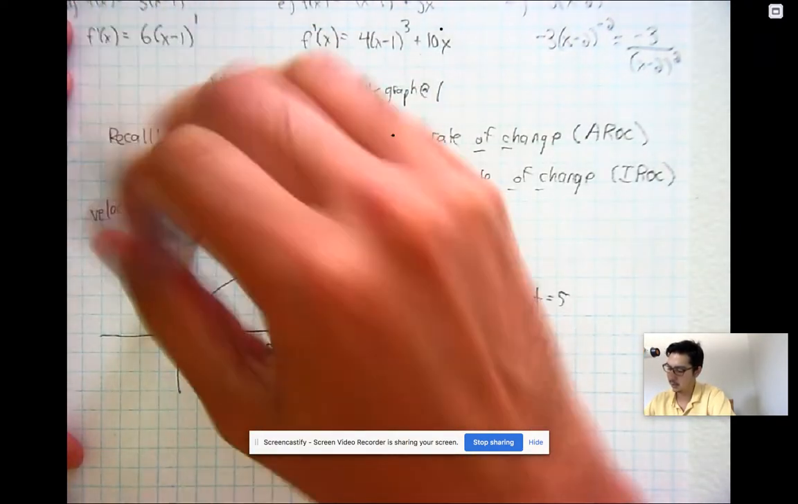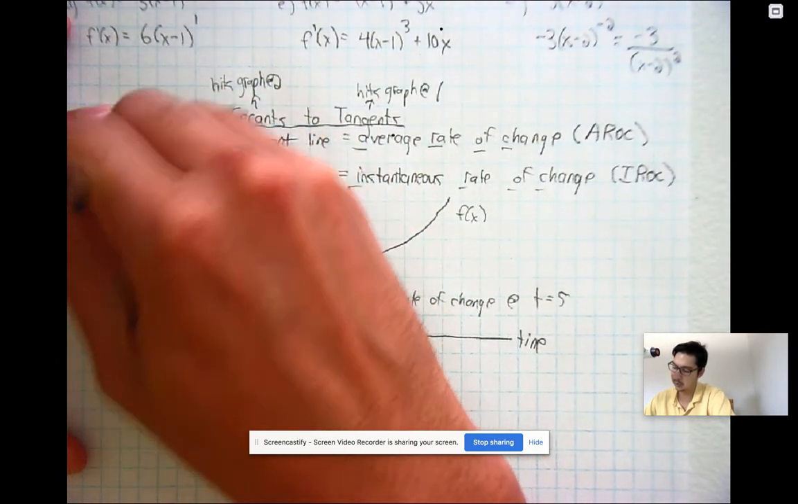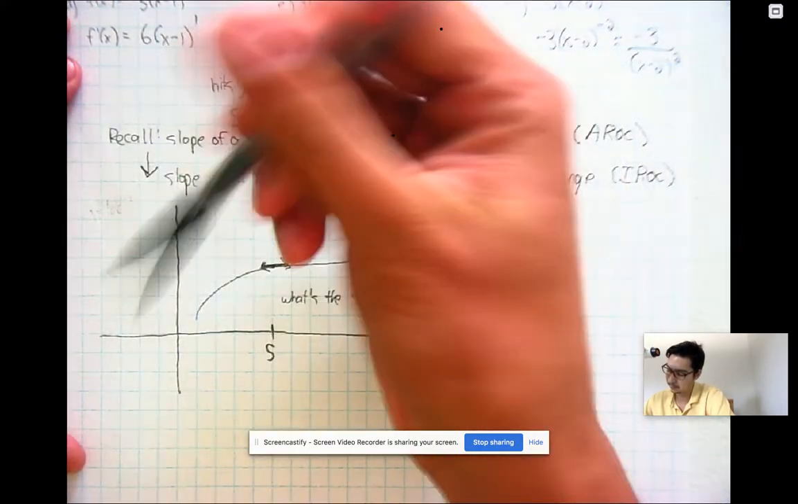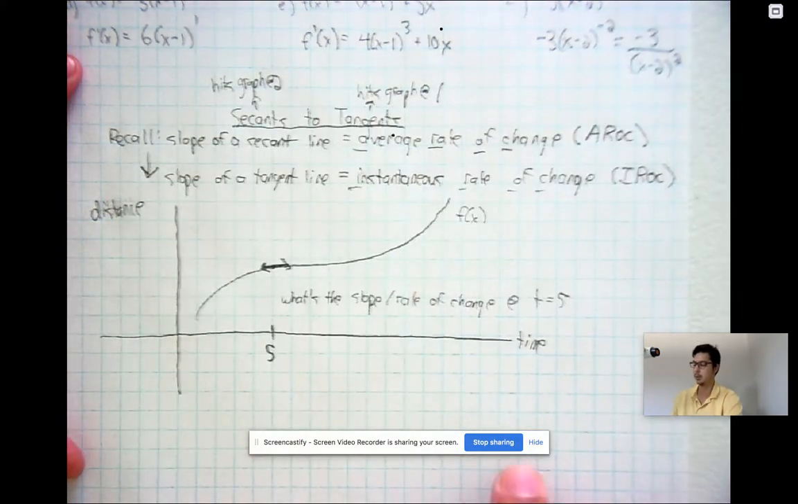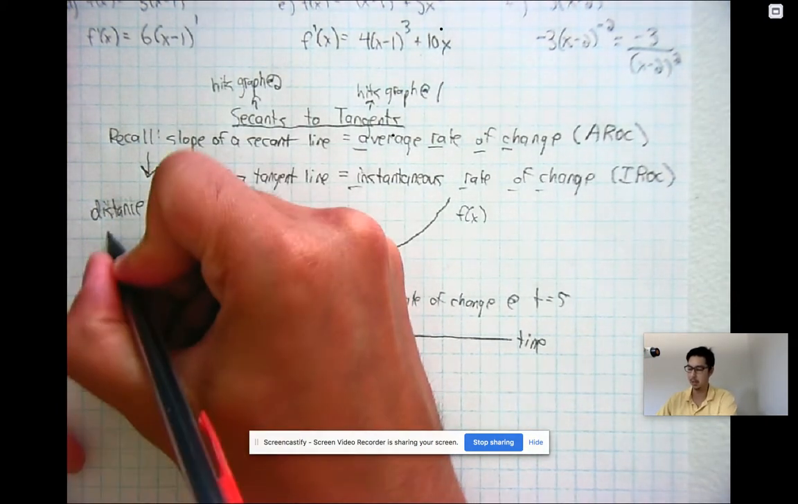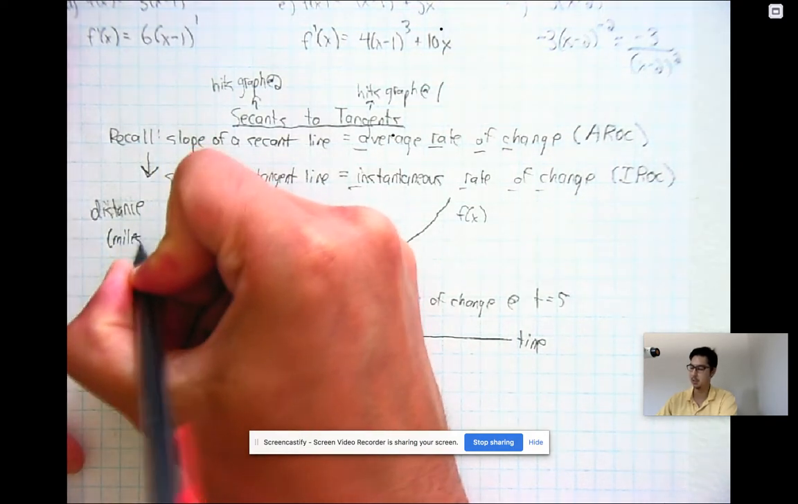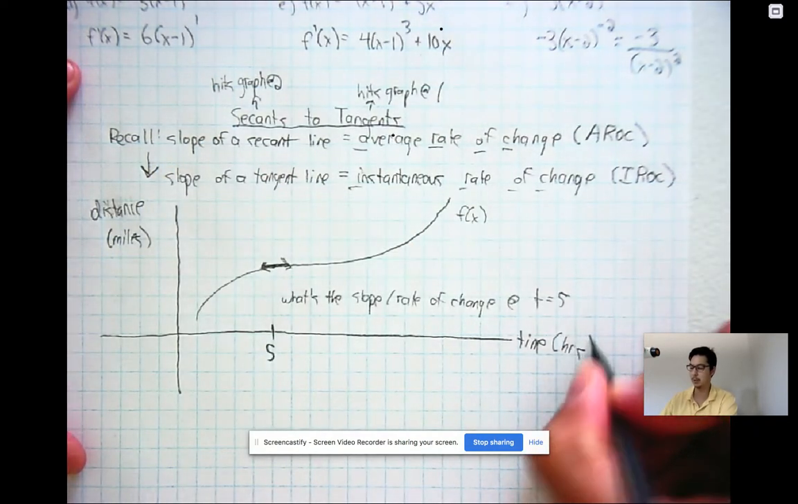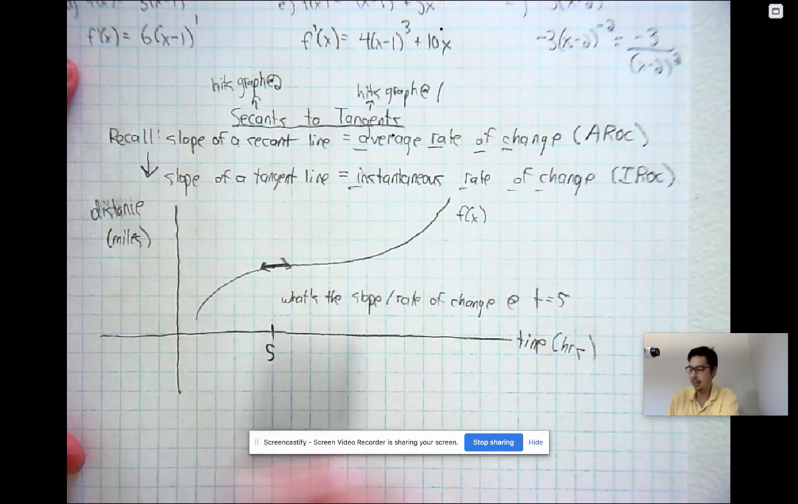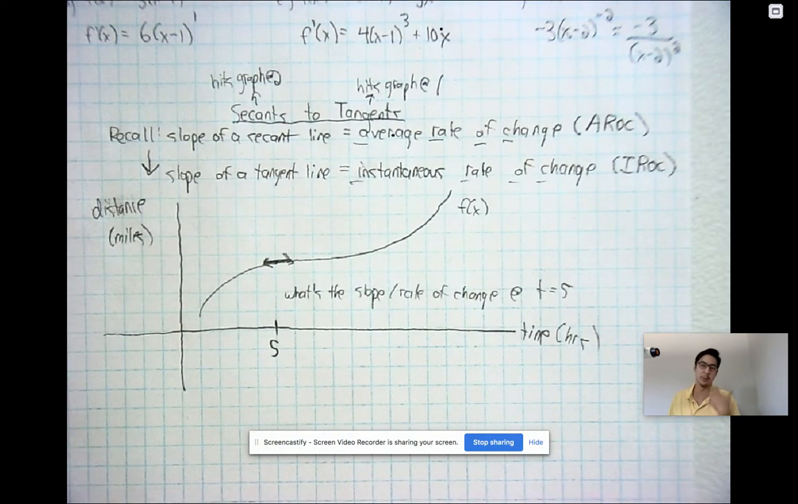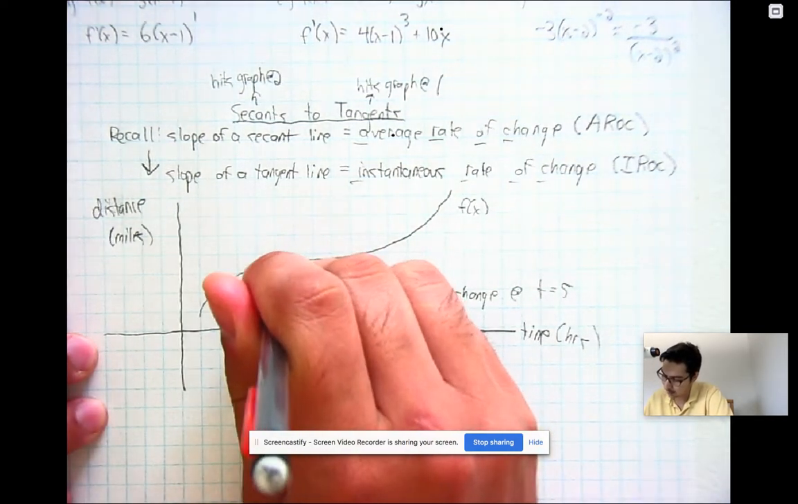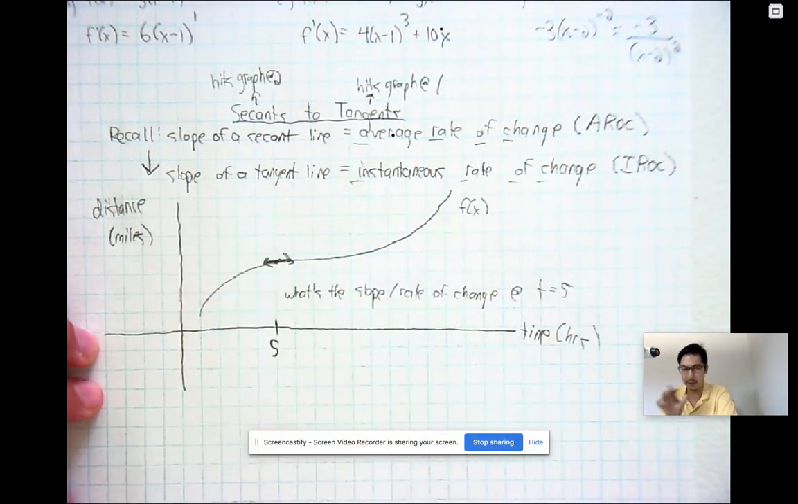Let's not do velocity. Let's do distance. So we want to know in miles. Let's try and make this as common for you as possible. So we want to know what's his miles per hour at the 5th hour. All right. What's the slope, rate of change, at t equals 5? Now, we use this idea that we were doing with local linearization and secant lines to help us with this, because if we zoomed in at this point, it will look very much like a line.